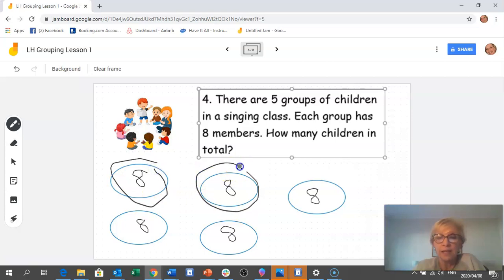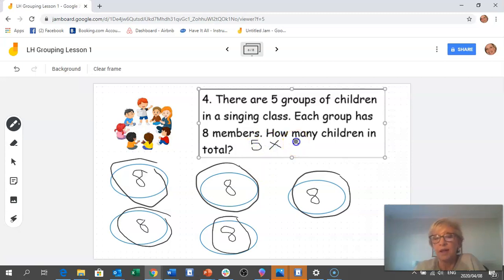8 plus 8 is 16. Plus 8 is 24. Plus 8, 32. Plus 8, 40 altogether. Right, so there are 40 children in this class. That's quite a big class. So we would say that 5 times 8 is 40.